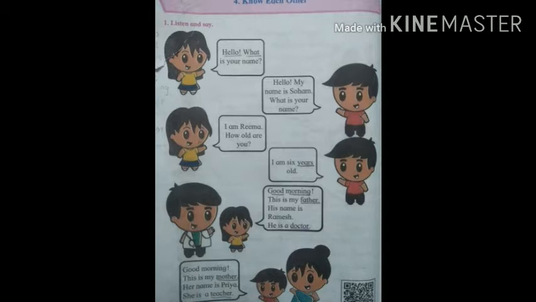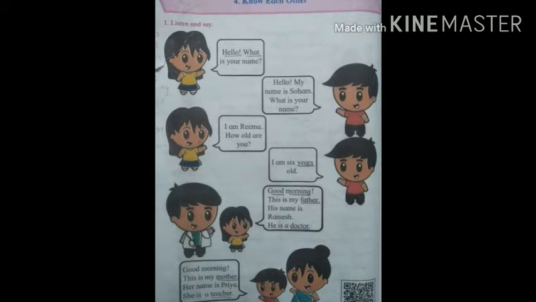The girl and boy are not brother and sister or any relatives. They are asking their names firstly. Whenever you meet someone, you have to ask their names first. So, the girl is asking, "Hello, what is your name?" And the boy replies, "Hello, my name is Soham.